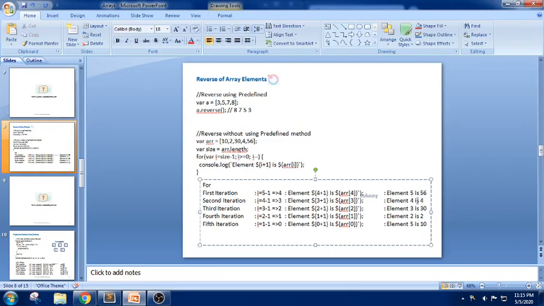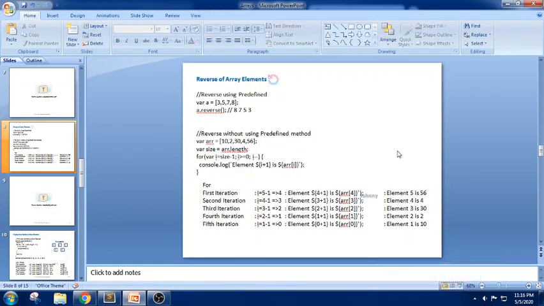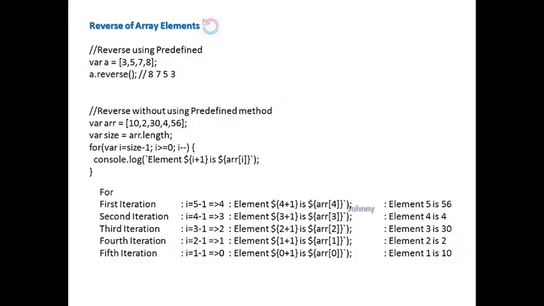So the first element will be 4 here, that is element 5 is, next element 4 is, element 3 is, element 2 is, and the last one will be element 1 is. So it will print in this snippet in this way. It will iterate the list of elements and print in the console.